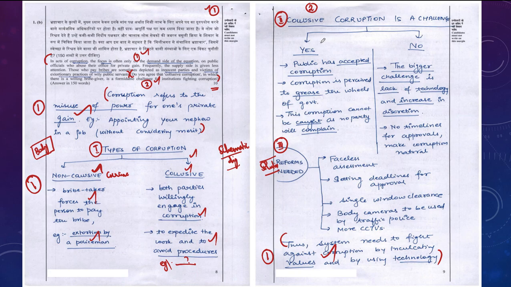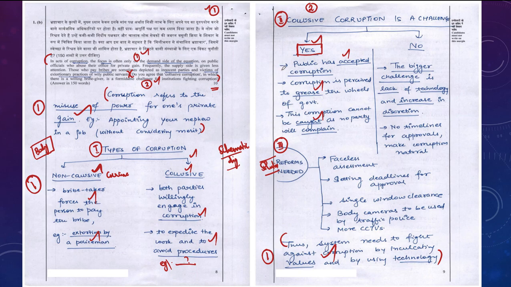Collusive corruption is a challenge or not? One segment she has told, yes, it is a challenge. For that, the public will have accepted corruption. So in that case, it will be a very big challenge because corruption is perceived to grease the wheels of government, and this corruption cannot be caught as no party will complain in cases of collusive corruption.